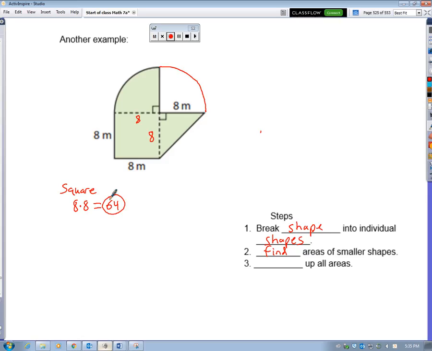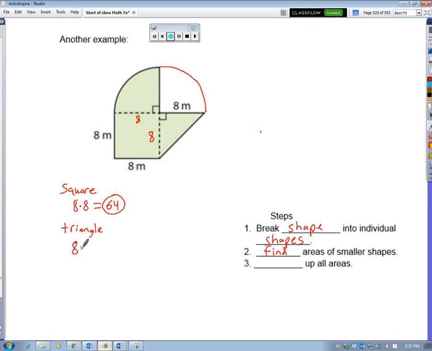Now let's move on to our triangle. Okay, in our triangle, the base of the triangle and the height of the triangle are the same. We have that nice right angle there. Okay, so 8 and 8.